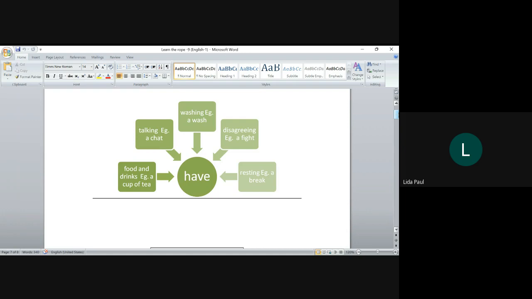Anything? Any comments that you have? So these are all, yeah. Go ahead, Shivangi. Ma'am, these are like general things we have in our day-to-day life.